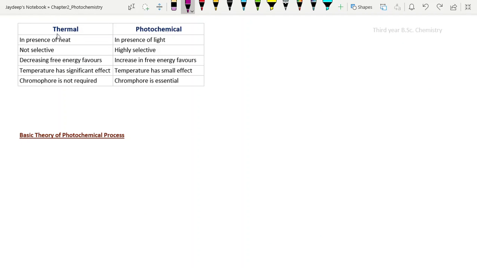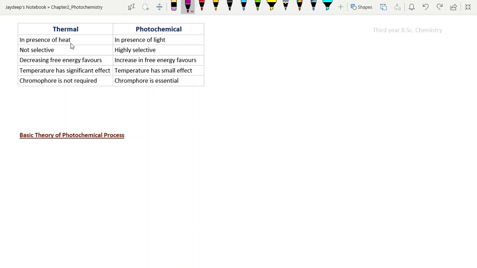If you look at the thermal reaction, they occur only in presence of heat. It means we need to supply the heat energy. While photochemical reactions occur in presence of light. So thermal reactions are non-selective, while the photochemical reactions are highly selective. Now let us understand this by considering an example.